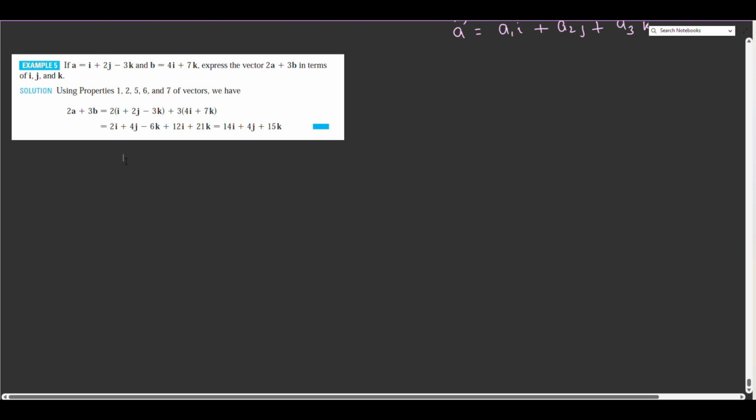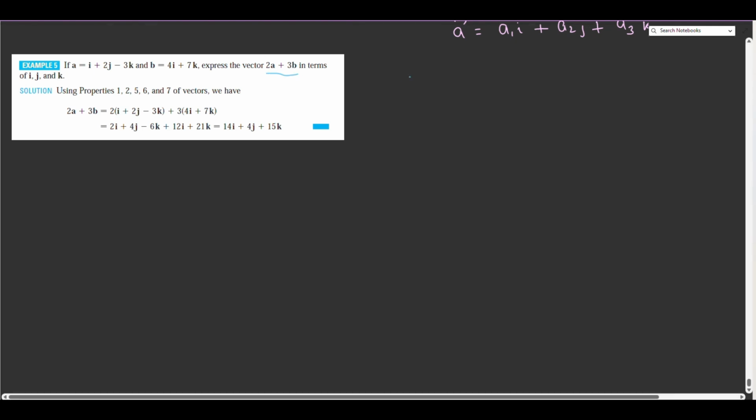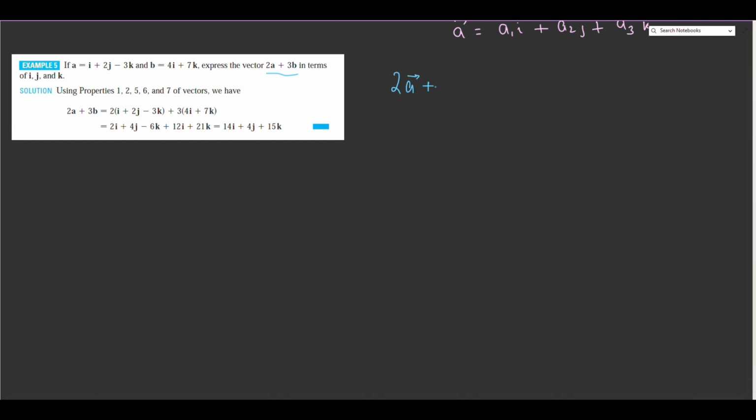So in this example number 5, a vector A is given by i plus 2j minus 3k and the vector B is given by this, and we want to find 2a plus 3b. What is the main question here? It says to express this new vector in terms of i, j and k. So you have to substitute the value of a here.